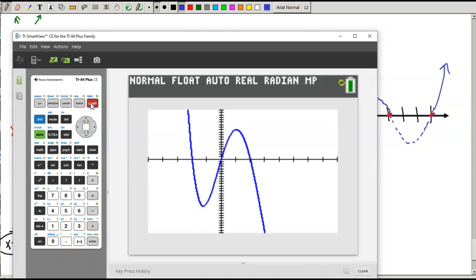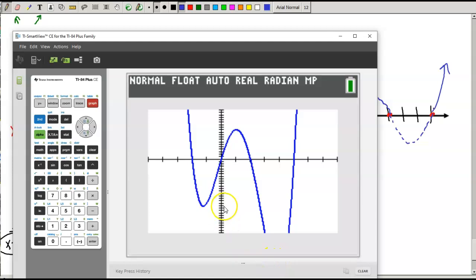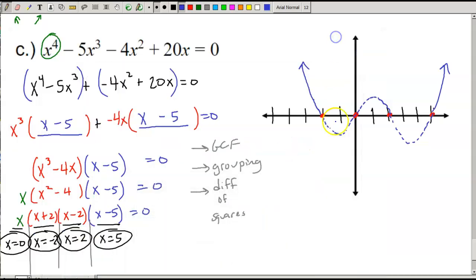Let's see if we can make it a little bit better. And it goes even further down there. So again, you can still see the W shape, right? And you can see the end behavior is correct, going up left, up right. And so there's my sketch of my graph.